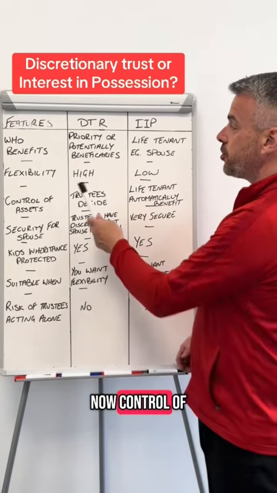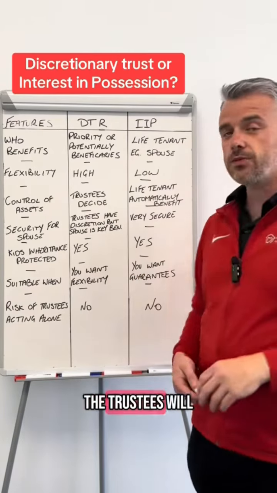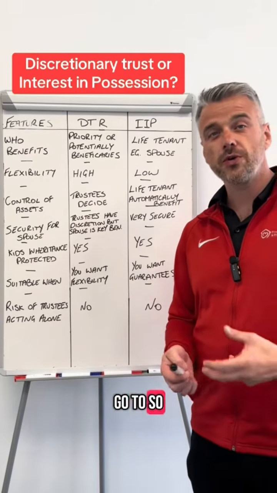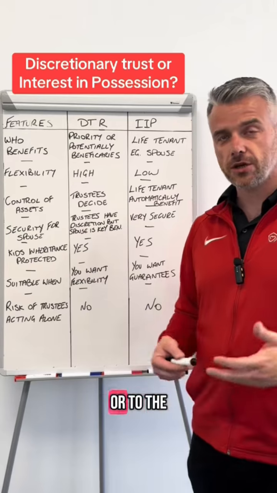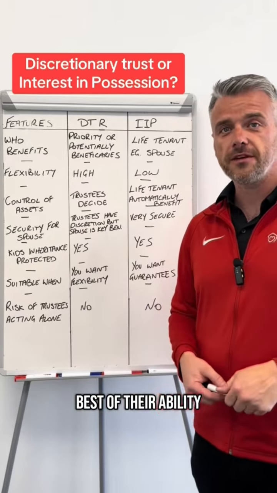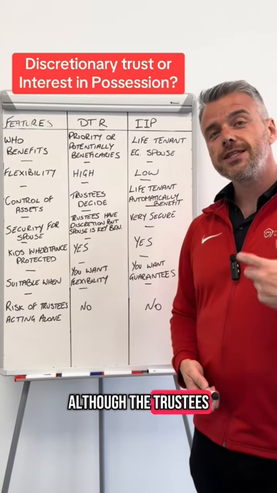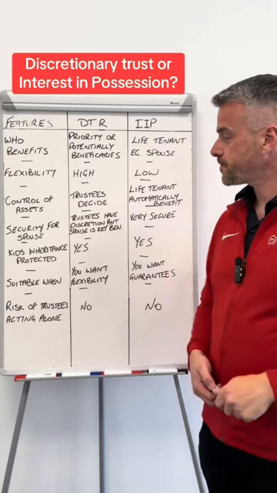Now, control of assets. Who controls the assets? In a discretionary trust, the trustees will decide who the assets go to. So in actual fact, they do control the assets, although they do have to follow your wishes, or to the best of their ability follow your wishes. In an interest in possession, although the trustees control it, the life tenant automatically benefits.